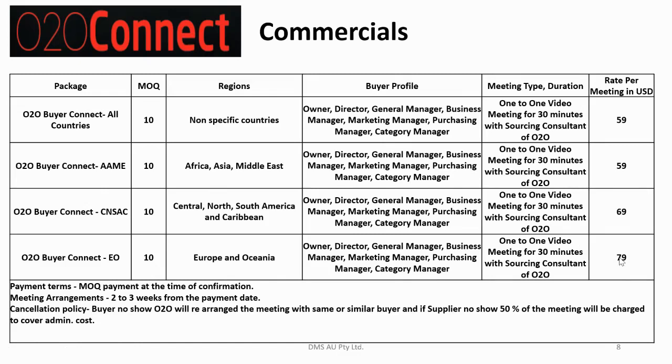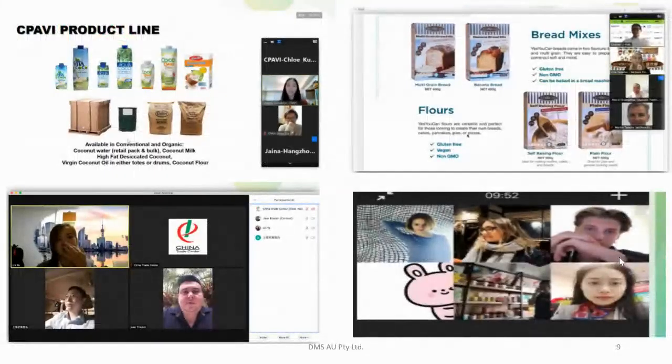Now, terms and conditions are very simple. It's based on MOQs as low as 10. So you start off with 10, and the meeting turnaround time will be 2 to 3 weeks from the time you give us the commitment. On our cancellation policy, if the buyer does not show up, we would reschedule that meeting for you with the same buyer or a similar buyer. And if you're unable to turn up and you don't inform us 2 days in advance, you will forgo 50% of your meeting fees. Of course, the balance 50% we would use for your future meetings. What you forgo is basically the cost to rearrange the meeting for you. So it's pretty straightforward and seamless.